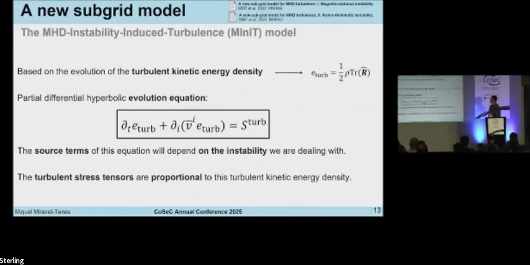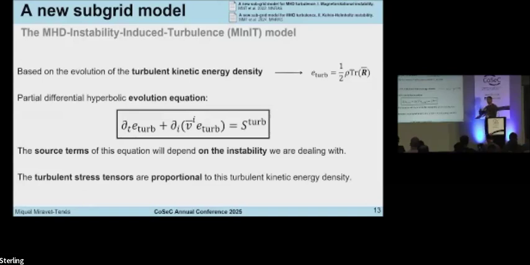So now I want to talk about a model I developed together with collaborators back in Spain, in Valencia. We came up with a model which is based on the evolution of the turbulent kinetic energy density. What we did is define a partial differential hyperbolic evolution equation for this energy density, which tracks the development of turbulence in neutron stars.